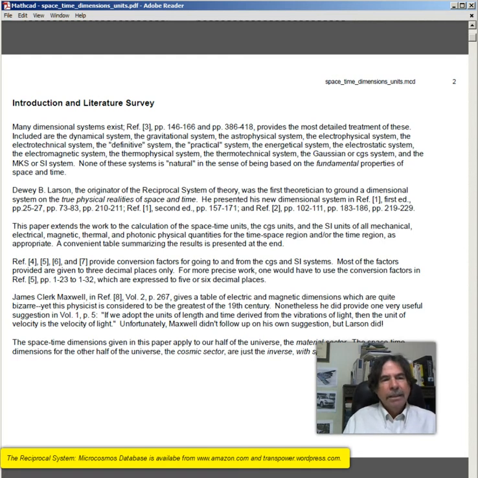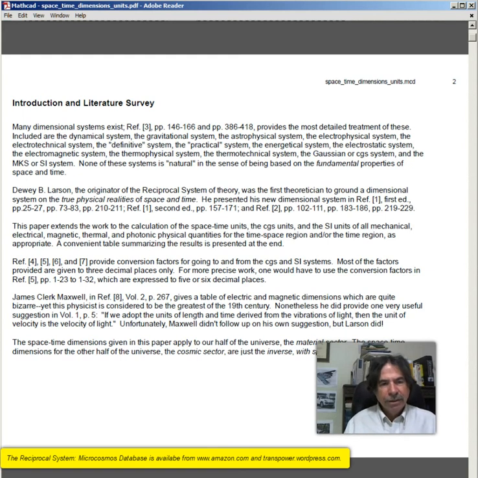Dewey Larson, the originator of the reciprocal system theory, was the first theoretician to ground the dimensional system on the true physical realities of space and time. We present his new dimensional system in reference 1, first edition, pages 25 through 27, 73 through 83, 210 to 211, and reference 1, second edition, pages 157 through 171, and reference 2, pages 102 to 111, pages 183 to 186, and pages 219 to 229.